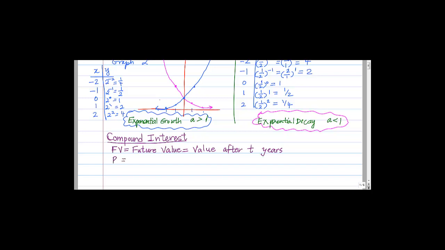Capital P stands for principal, which is the original amount, the amount that you deposited. It's also known as the present value. How much are you depositing now? How much did you deposit a while back? Lowercase r is the annual interest rate, which you always want to write as a decimal. So like 5% would be 0.05.